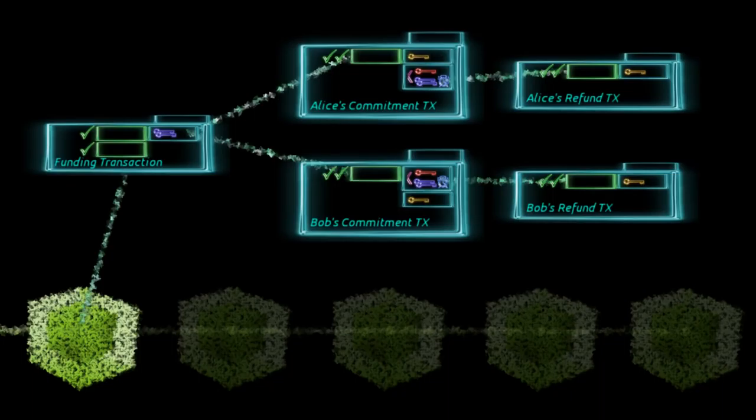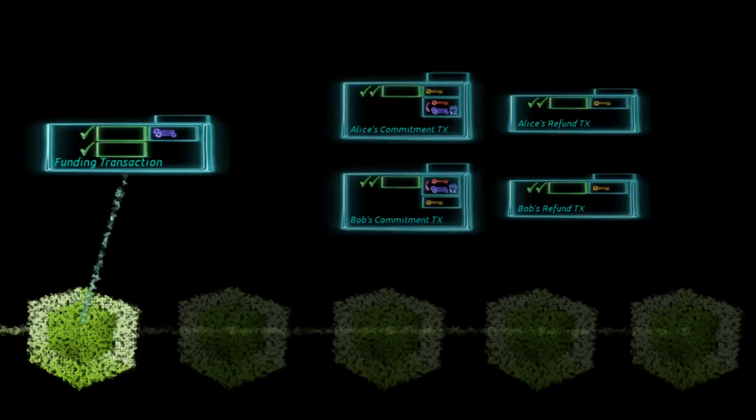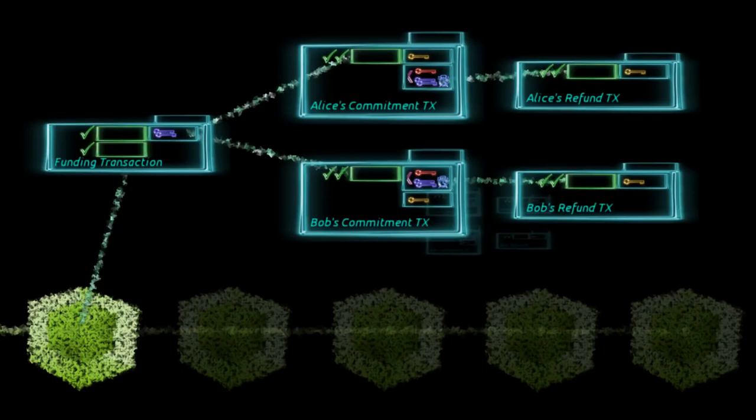In order to spend money in the channel, each party has to do two things. First, they have to create a new commitment transaction with the updated balance, and then they have to reveal the revocation key for the prior channel state to each other. There are several different scenarios for channel closure: honest cooperative, honest non-cooperative, malicious non-cooperative that is penalized, and malicious non-cooperative that is not penalized.